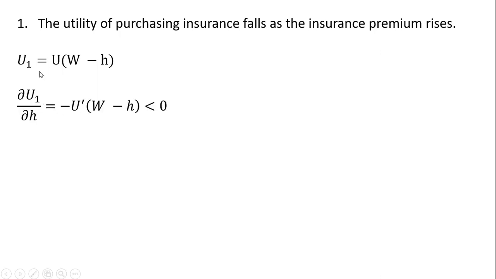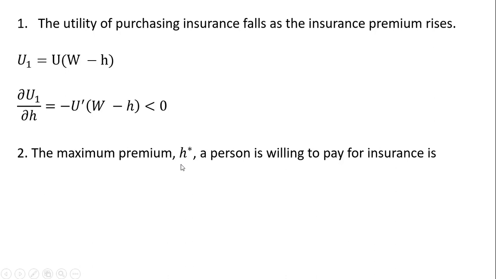Taking the derivative or partial derivative of that with respect to the insurance premium, it's going to be negative. So that indicates that the utility of purchasing insurance falls as the insurance premium rises. The sign on the partial derivative here is negative.